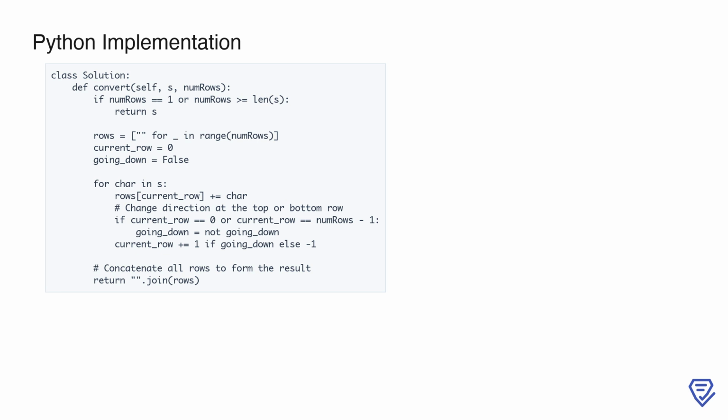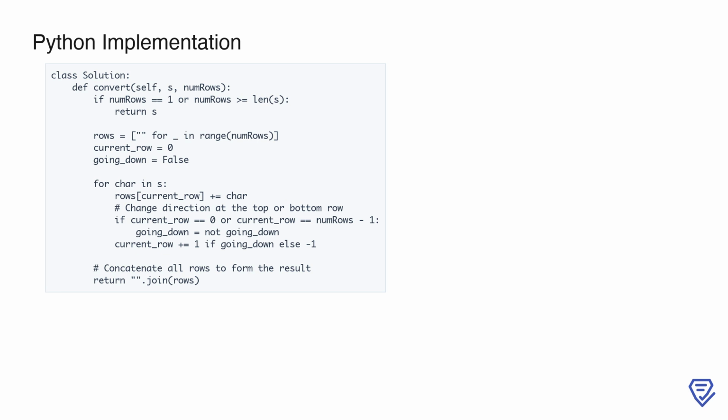The convert function takes a string s and an integer numRows as inputs. First, it handles edge cases where the zigzag pattern is unnecessary. If numRows is 1 or greater than or equal to the length of s, the string is returned as is. Next, the code initializes a list called rows, where each element represents a row in the zigzag pattern. Each row starts as an empty string.